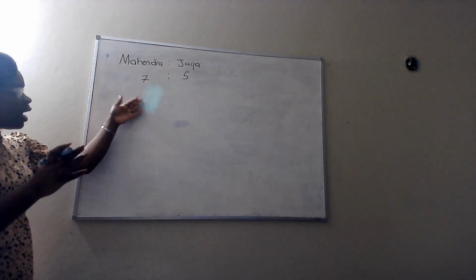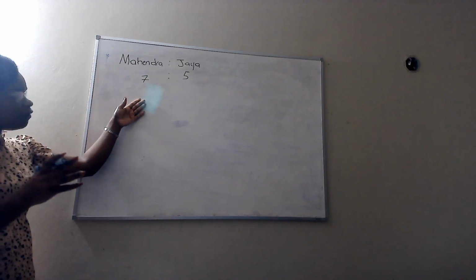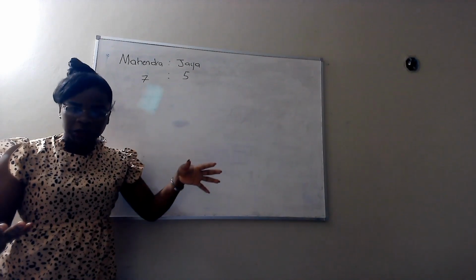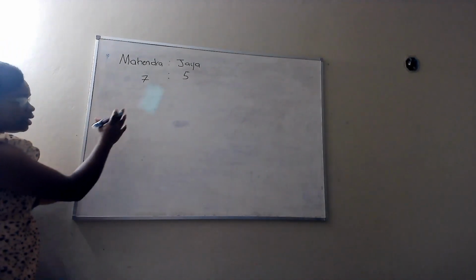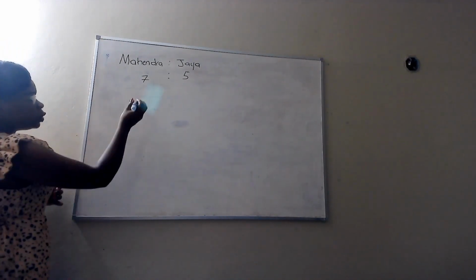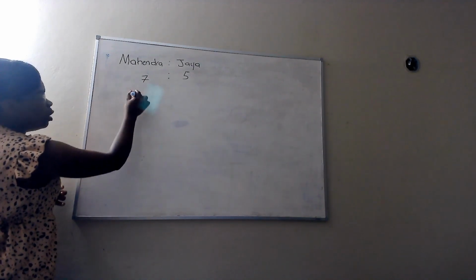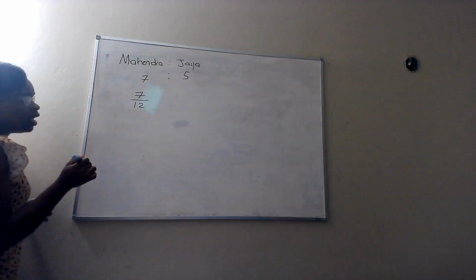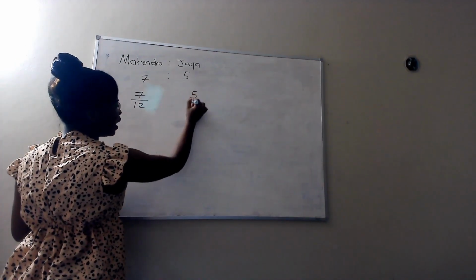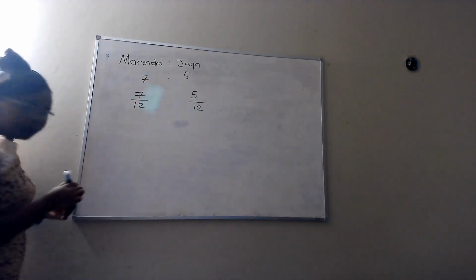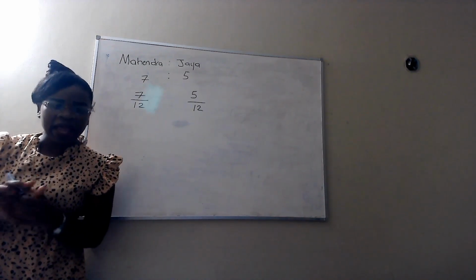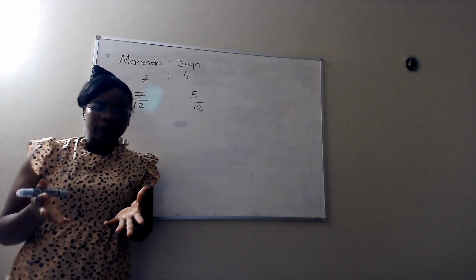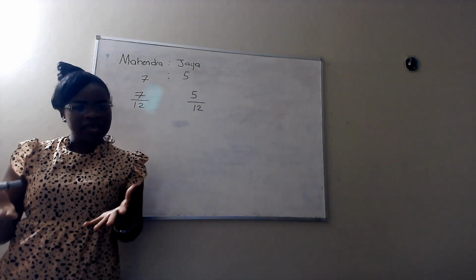So we could write what Mahendra got as a fraction, and also what Jaya received as a fraction. We just added that 7 plus 5 is 12. As a fraction, Mahendra would have gotten 7 out of 12, and Jaya would have gotten 5 out of 12. And we can go ahead and find out the exact amount. So in dollars, how much did they get?